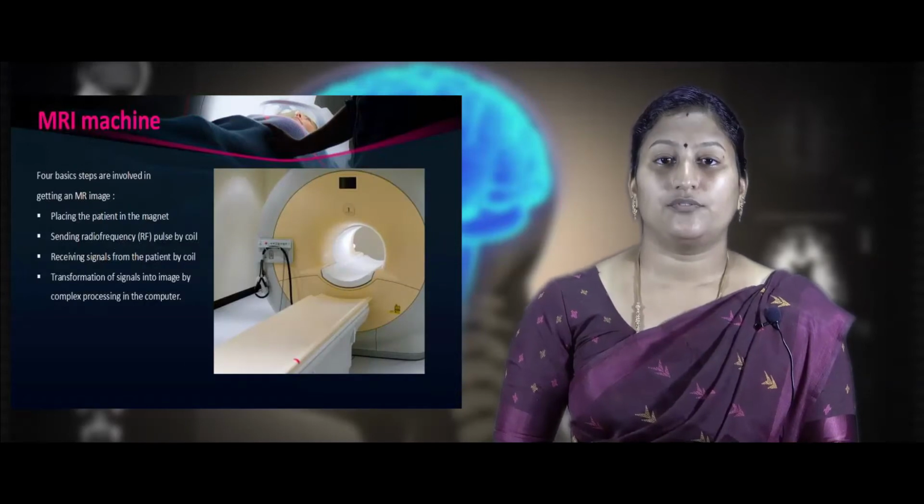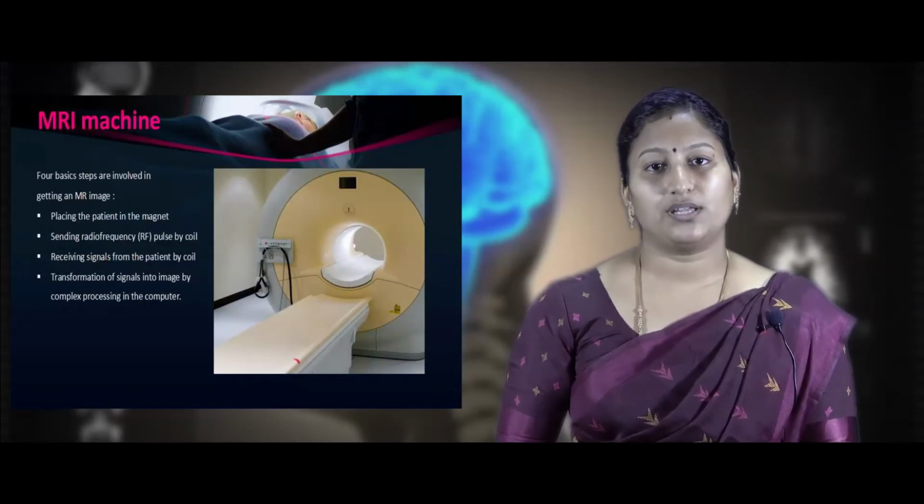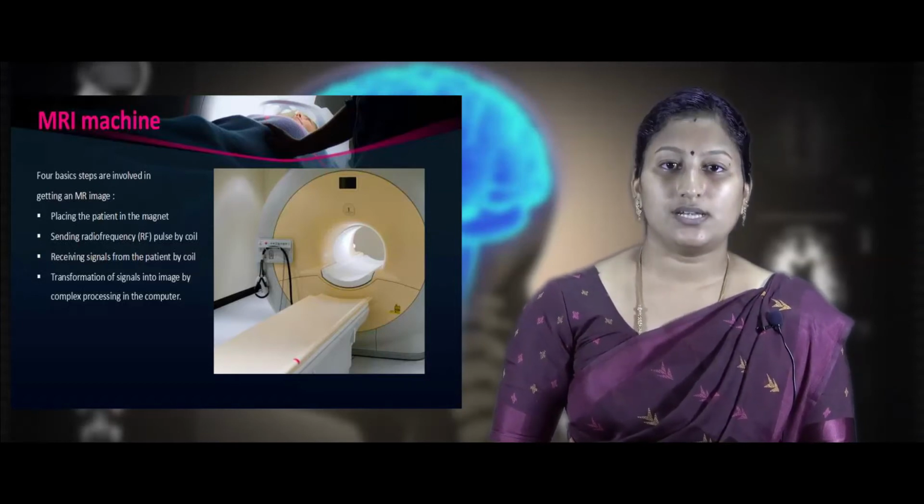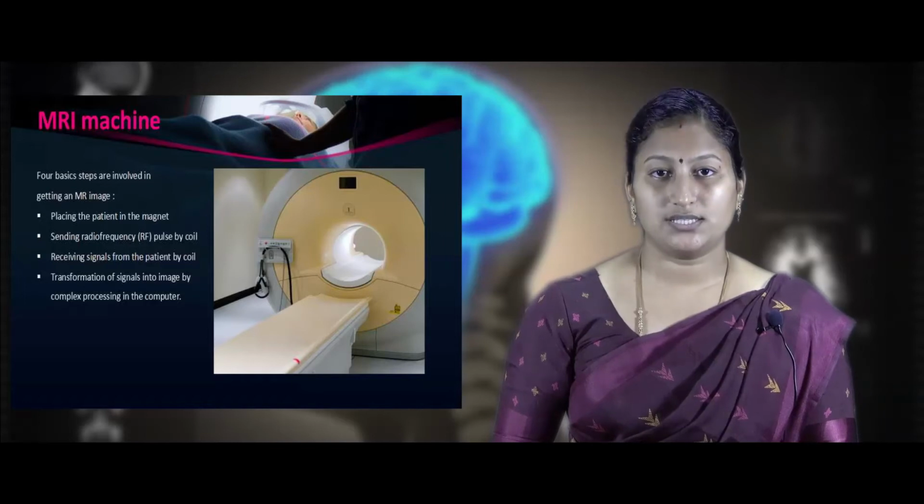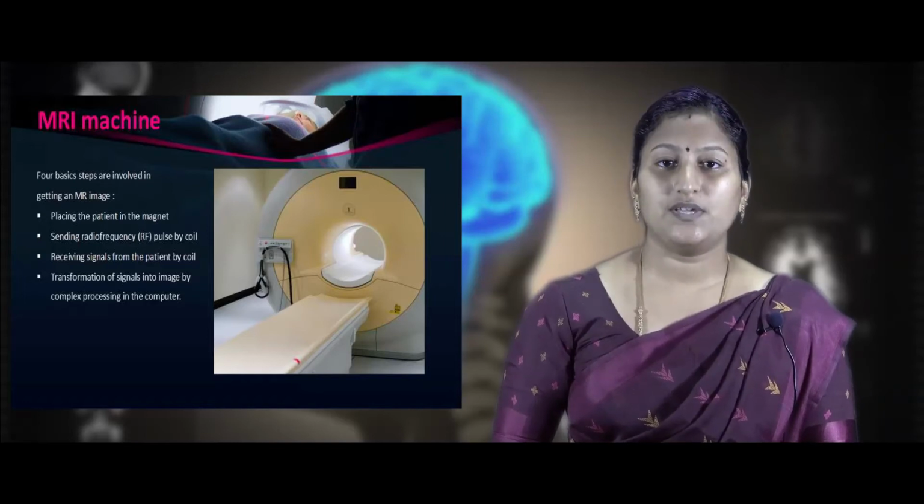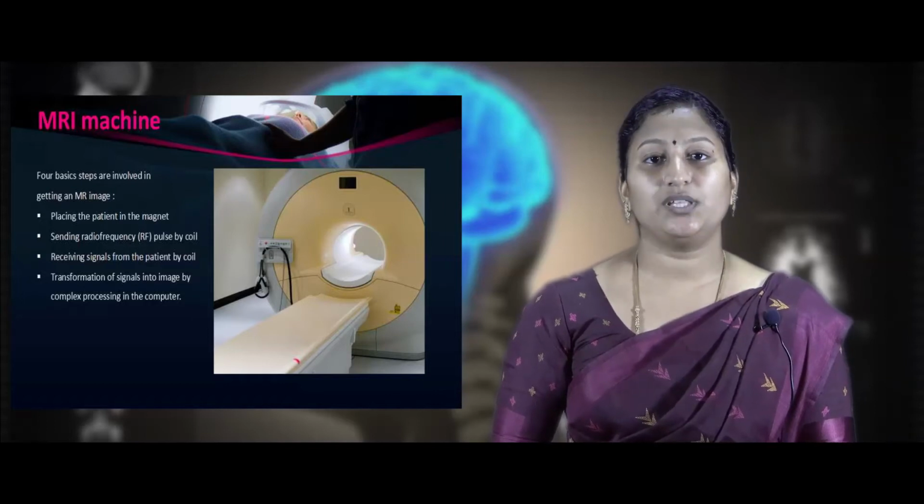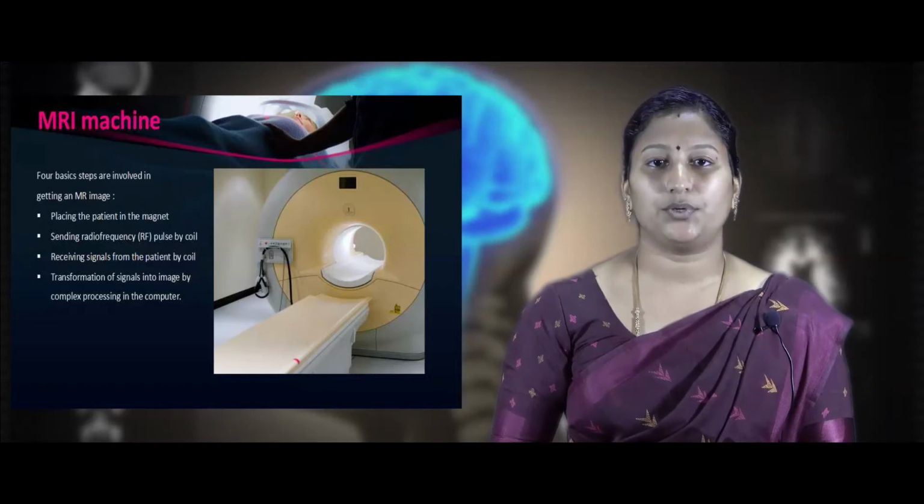MRI machine. Four basic steps are involved in getting an MRI image. They are placing the patient in the magnet, sending radio frequency signals by coil, receiving signals from the patient by coil, and transforming the signals into an image by complex processes in the computer.